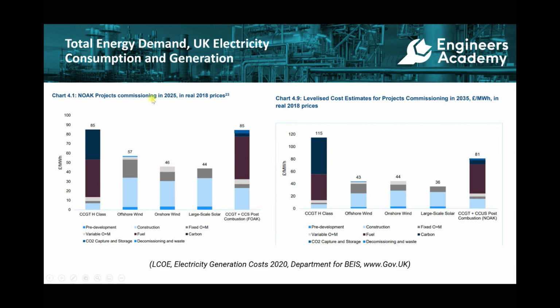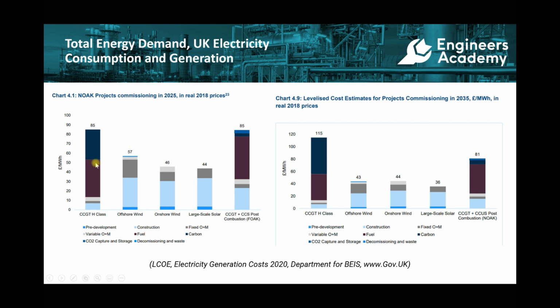What is important though is in the year 2025, it's been projected that it's going to be more expensive to commission and build a combined cycle gas turbine plant, or a combined cycle gas turbine plant with carbon storage or post-combustion. And we see that that difference is quite significant. To build an offshore wind farm is going to cost £57 per megawatt hour of production, whereas to build a combined cycle gas turbine is going to be £85, both with and without carbon storage and post-combustion.